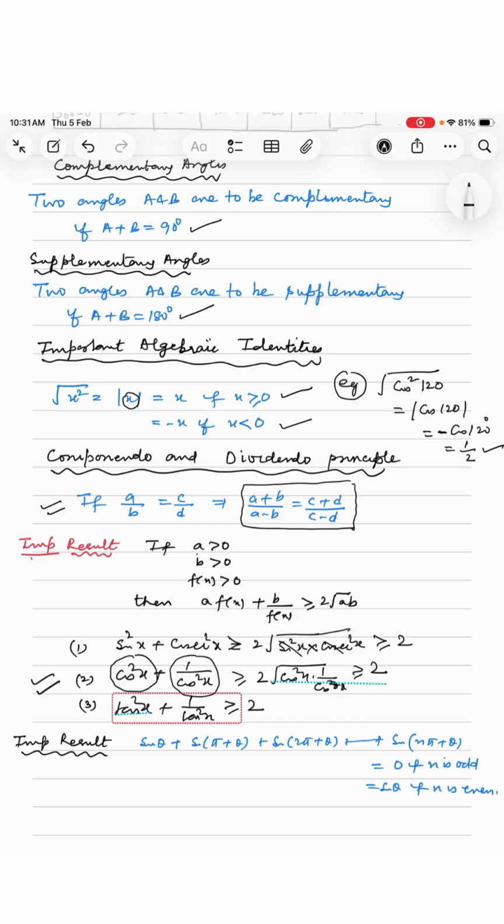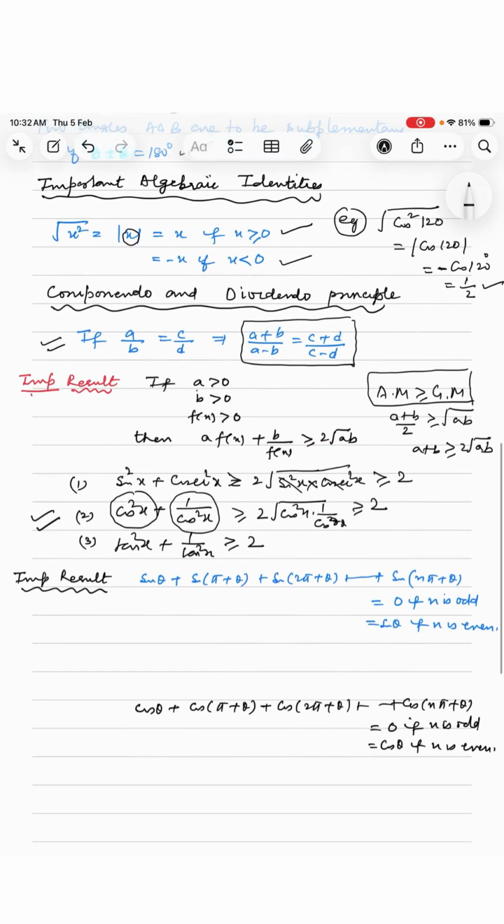Very, very useful concept. This concept has come from the fact that arithmetic mean of two numbers is always greater than or equal to geometric mean. That means a plus b by 2 is called arithmetic mean, is always greater than or equal to root ab. Therefore, a plus b is always greater than or equal to 2 root ab. This concept has come from AM greater than or equal to GM.